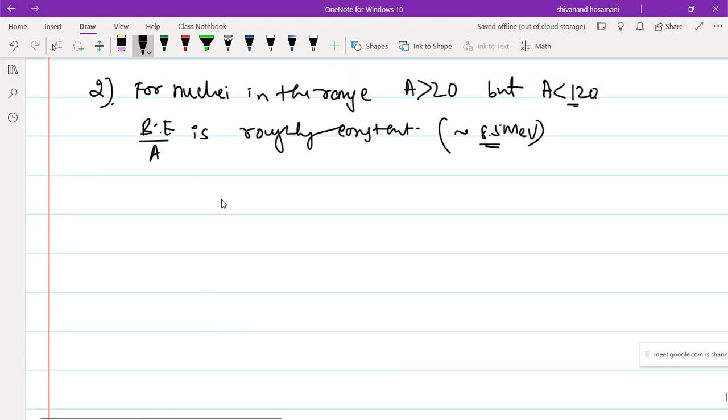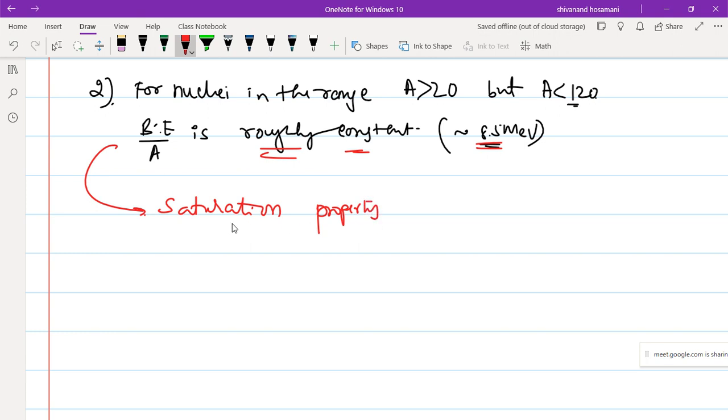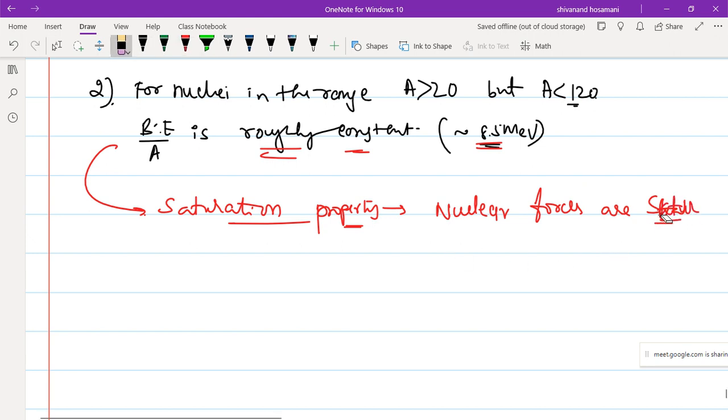By looking at this graph, as their binding energy per nucleon is all roughly constant, this property of these nuclei is called the saturation property. What do you mean by the saturation property? Saturation property means they are almost stable. The nuclear forces are saturated. Saturated means they are inert to react. They are more stable. So the saturation property means nuclear forces are stable forces. Therefore we define that as the saturation property.